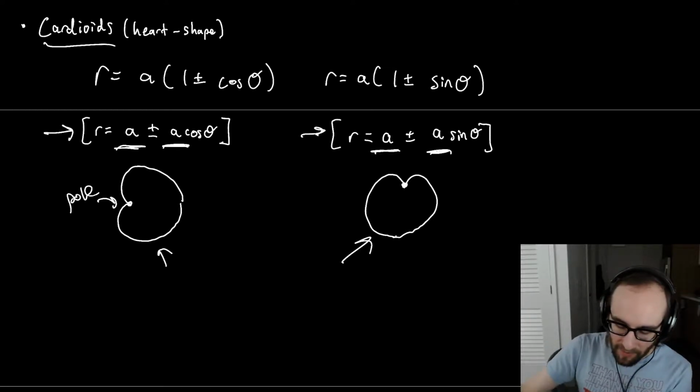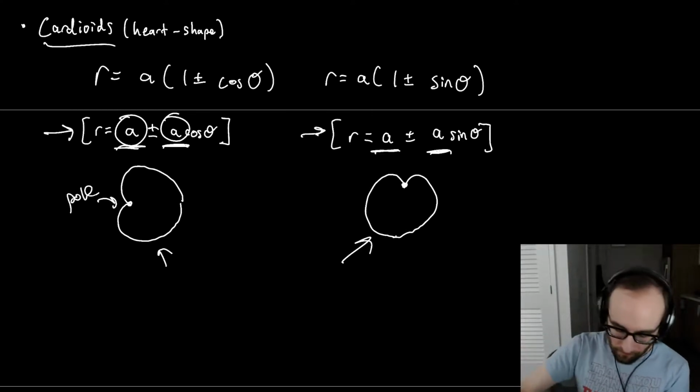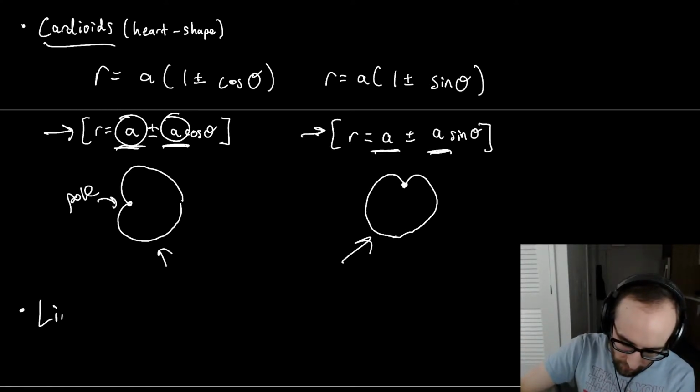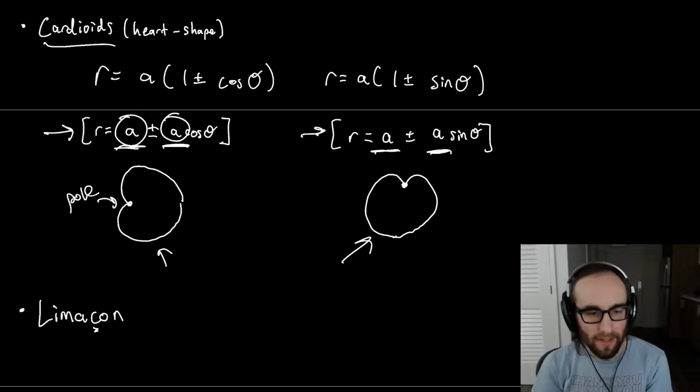Another shape that we see is if we were to change these values so that they're not exactly the same. So the next shape we're looking at is called a limacon, and it's French, so sometimes you'll see this little accent underneath the C. Well, let's take a look at the types of equations first.